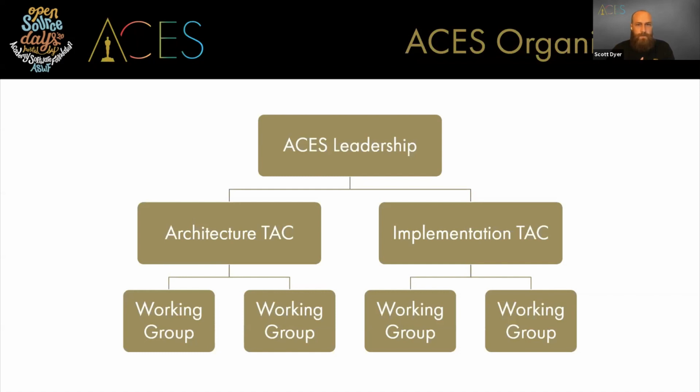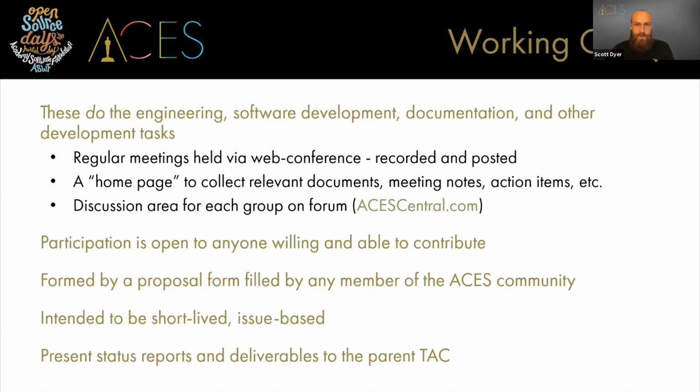So next slide. Talk a little bit more about the working groups, which really are the core. And then we'll hear from actual people who have been in the working groups. So these are where you do the actual engineering, development, documentation, and other tasks that are essential for creating new features and integrating them into the ACES reference code and things like that. These are done with regular meetings that are held via web conference. So that's where the VWG abbreviation comes up. You might see it a few times throughout this presentation.